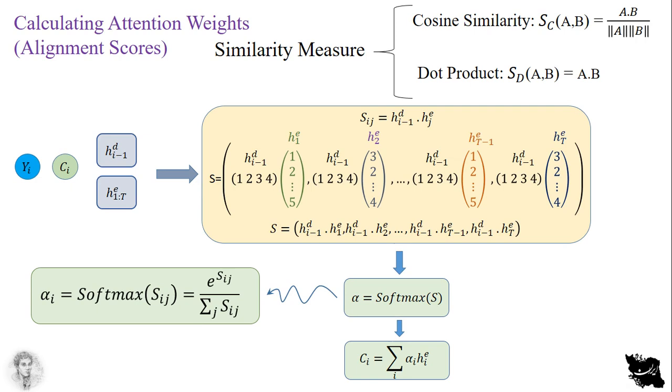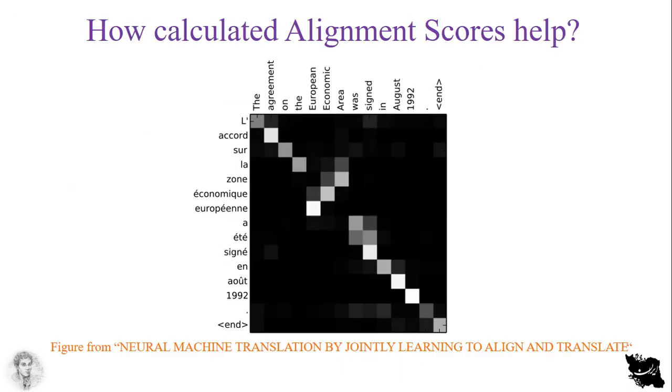Then, the softmax operation is applied to the acquired similarity vector to attain the alignment scores or attention vector alpha. Finally, the context vector Ci is simply calculated by summing all encoder hidden states weighted by attention weights alpha i's. This interesting figure denotes how attention weights help translation from one language to another. The order of translation of European Economic Area should be reversed in French, which is denoted by alignment scores, as you can see.